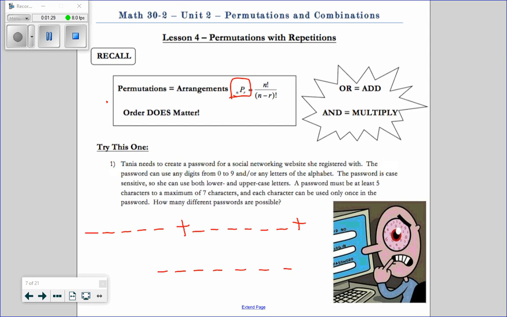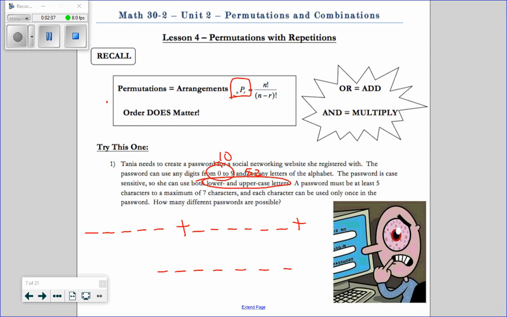Okay, now we need to figure out how many characters we have. It says the password can use any digits 0 to 9. So this right here is 10 possibilities. 0 to 9 is not 9 possibilities, it's 10. Any letters of the alphabet. The password is case sensitive, so both lower and uppercase are allowed. How many lowercase letters do you have? How many uppercase letters do you have? So 26 and 26 means there's 52 letters possible, because a capital A and a lowercase a count as different.